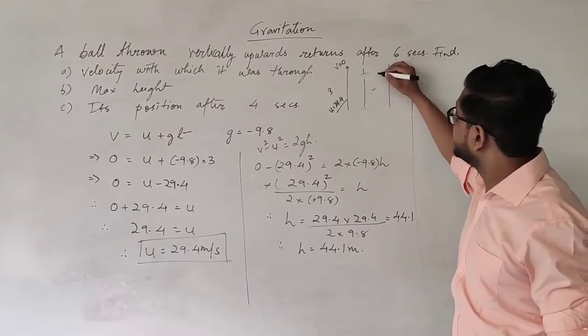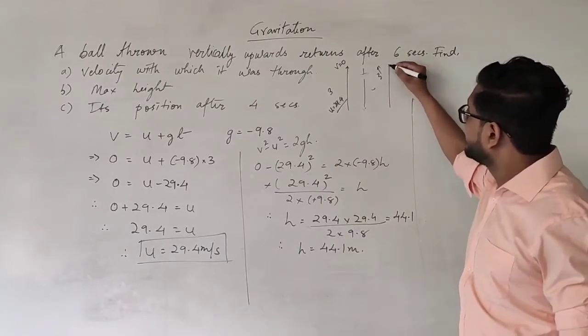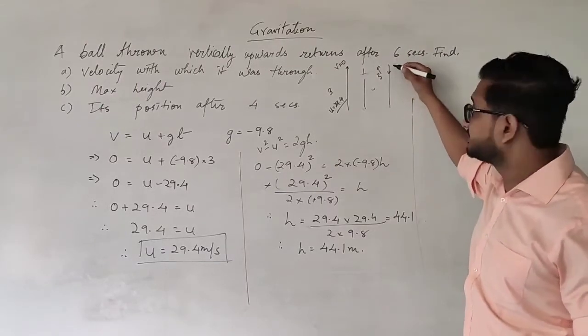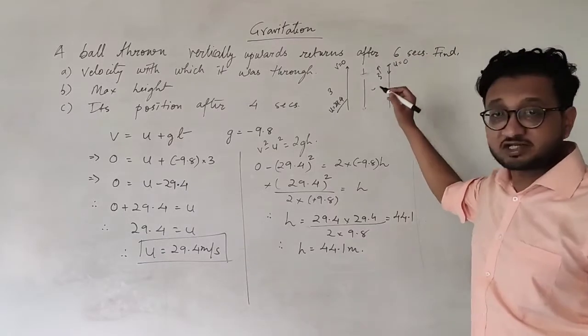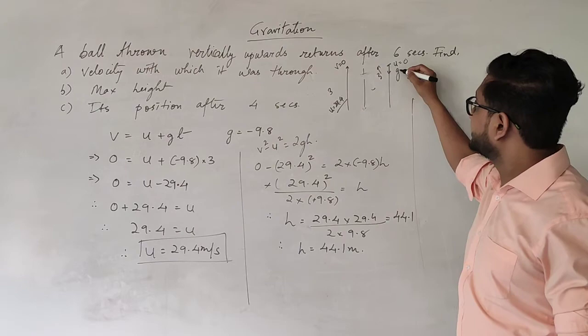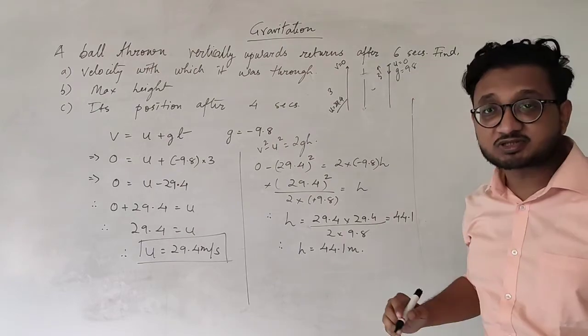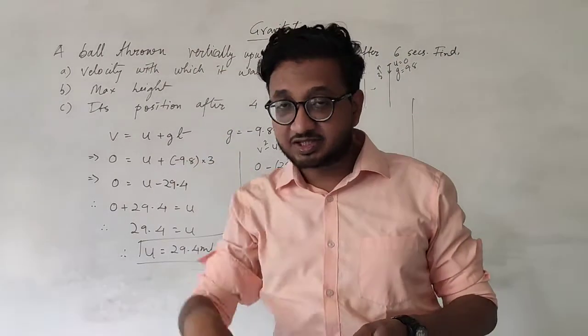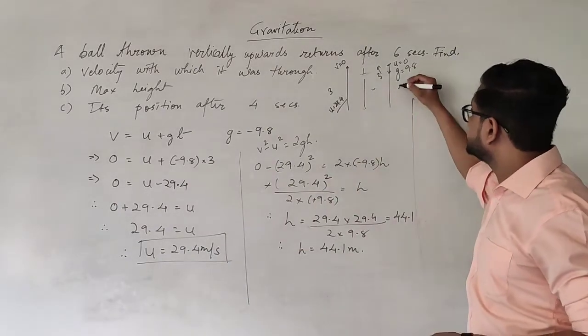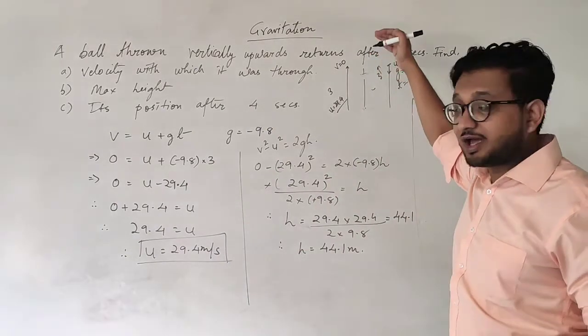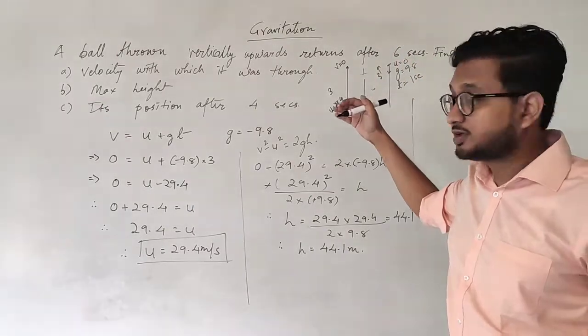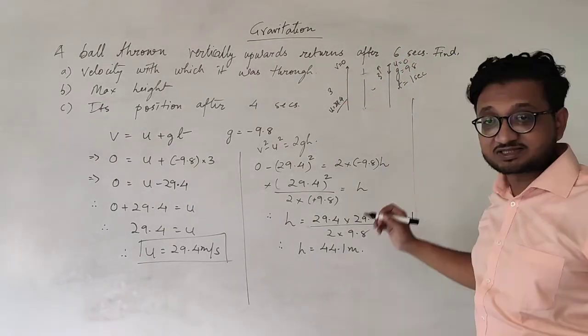So it takes 3 seconds to go up, and then in the 4th second it is coming down. So we will check from this point. Now its initial velocity is 0, and the acceleration acting on it is 9.8, that is positive 9.8, because now it is coming downwards. And the time is 1 second. Why? Because 3 seconds was for going up. At the 4th second it is coming down. So we will take the time as 1 second.